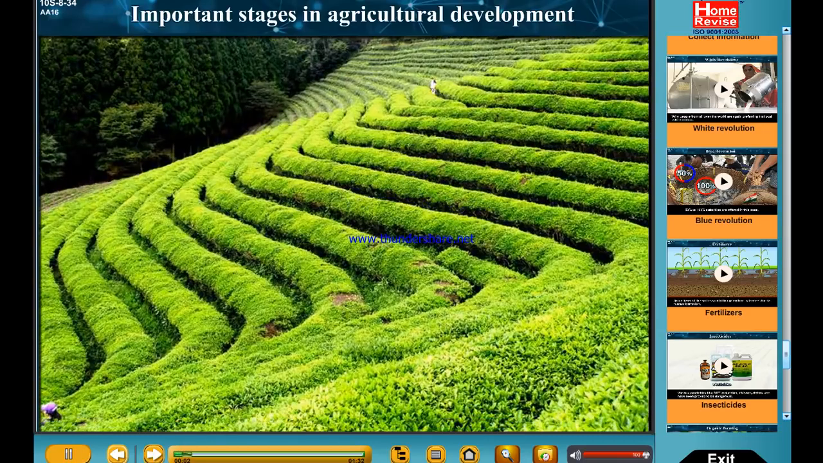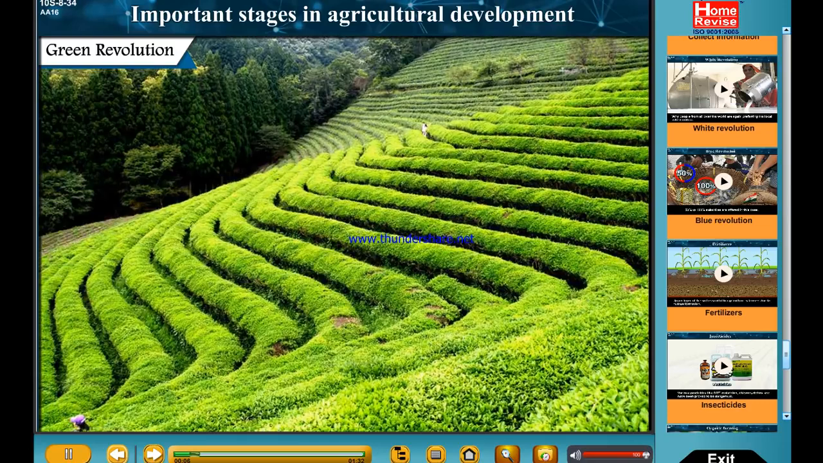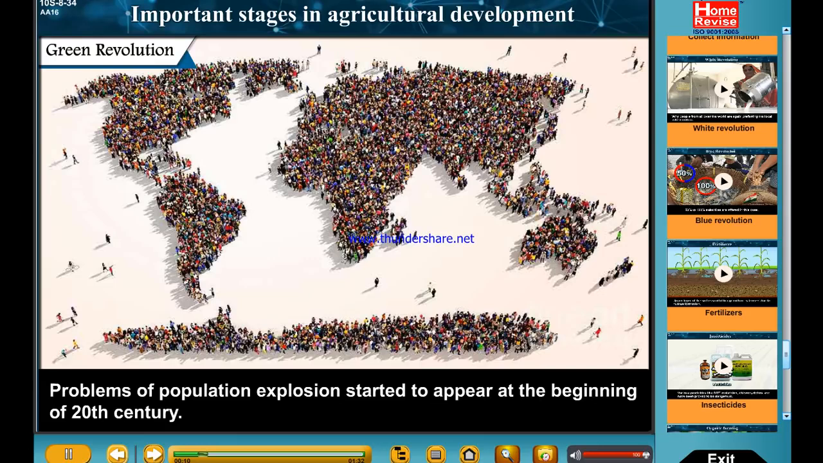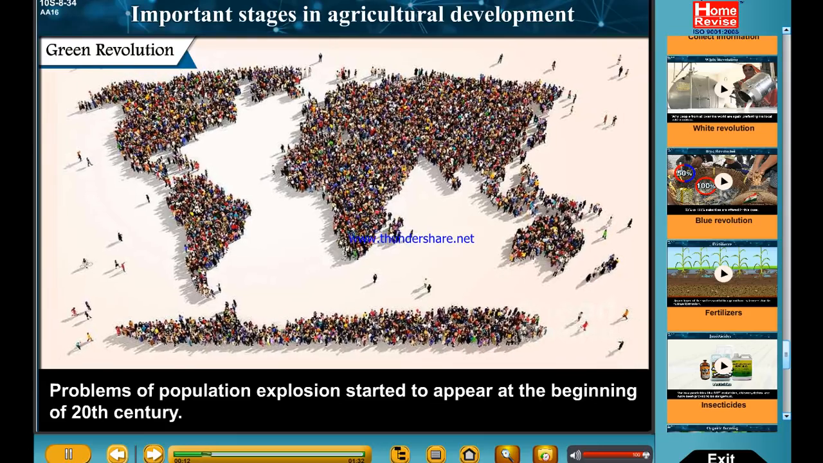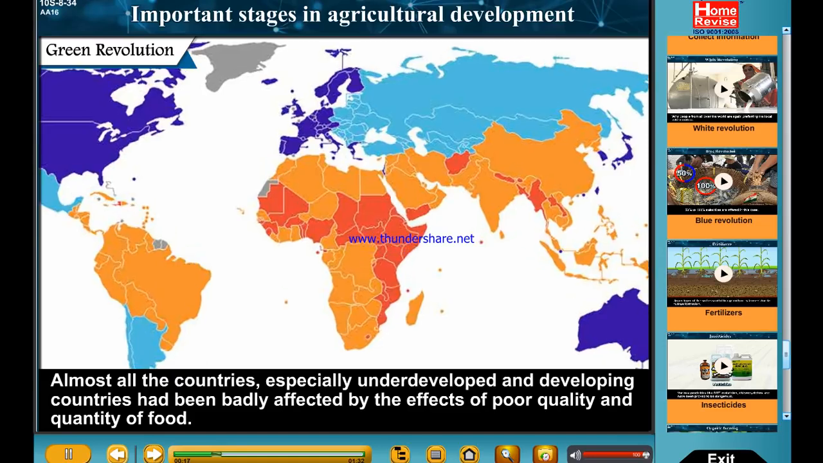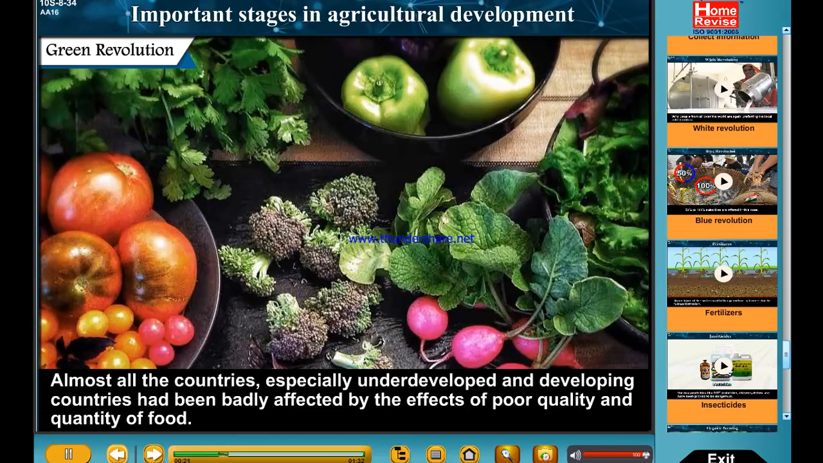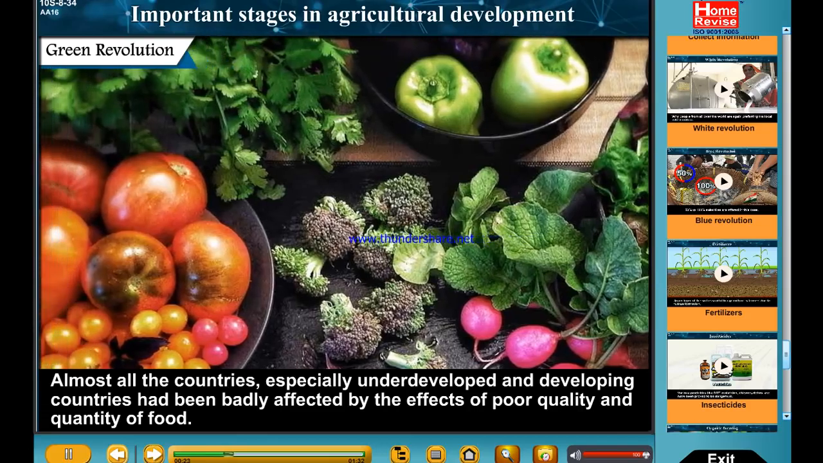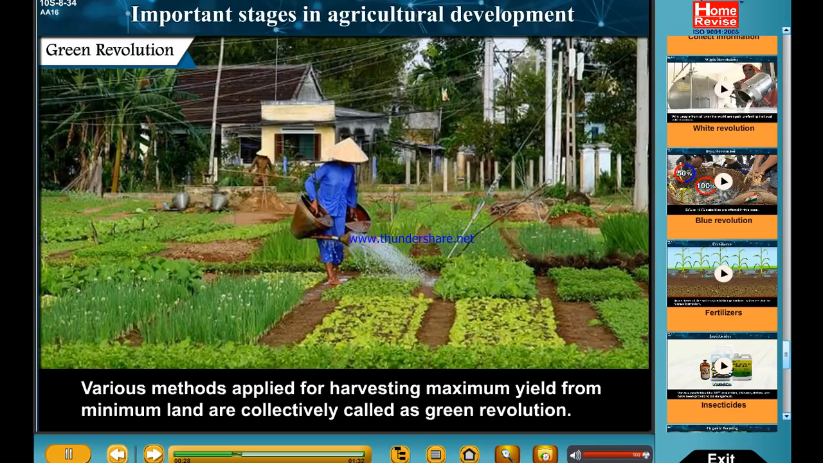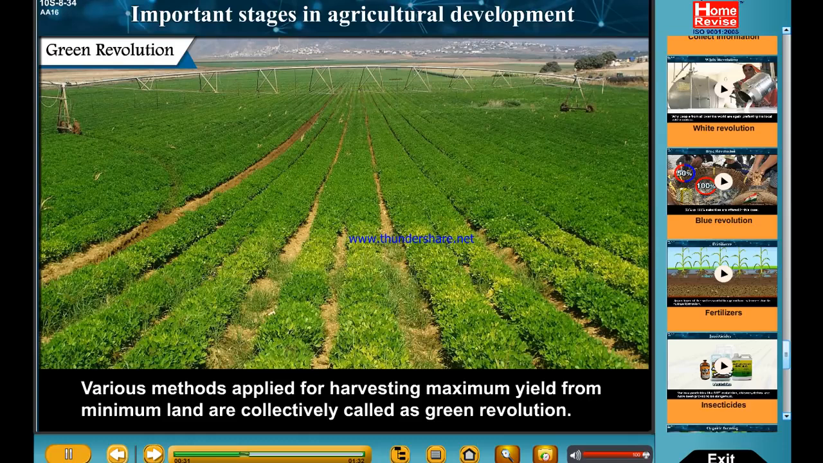Important stages in agricultural development. Green Revolution. Problems of population explosion started to appear at the beginning of 20th century. Almost all the countries, especially underdeveloped and developing countries, had been badly affected by the effects of poor quality and quantity of food. Various methods applied for harvesting maximum yield for minimum land are collectively called as Green Revolution.